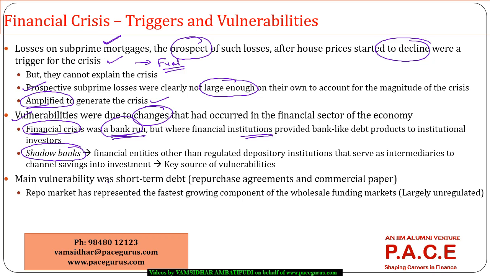So, if I have to understand, the major source of vulnerability was the short-term debt, where we talked about two major instruments contributing to the whole process. One is repurchase agreements, otherwise called repos in short, and commercial paper, more specifically asset-backed commercial paper, ABCP in short. The repo market has represented the fastest growing component of the wholesale funding market, and that is largely unregulated. That's one more reason that contributed as a major vulnerability to the crisis.